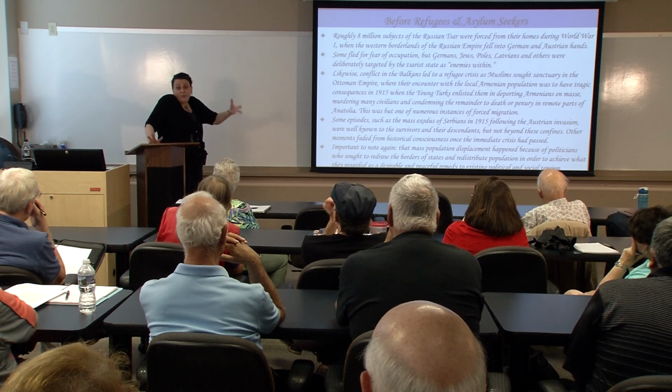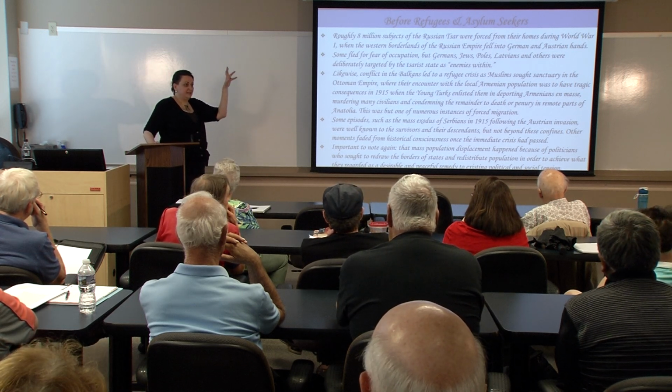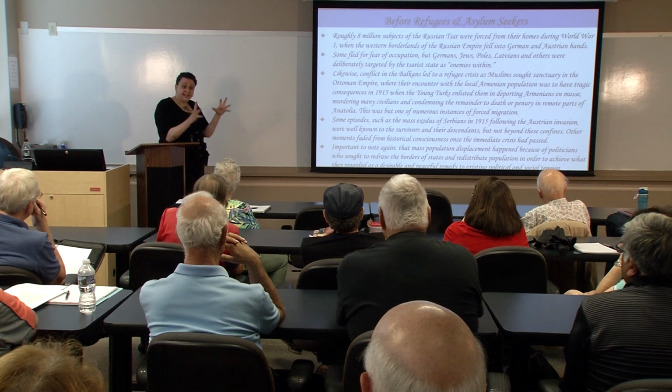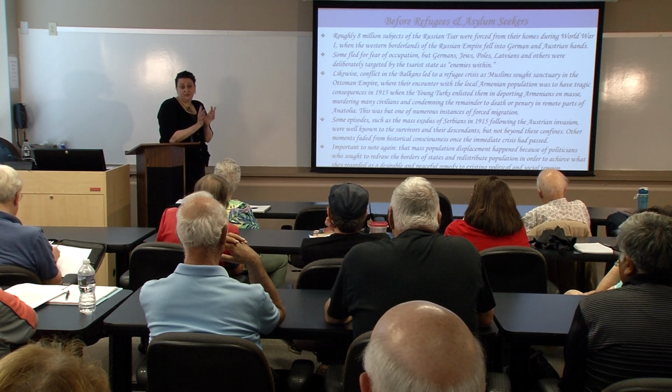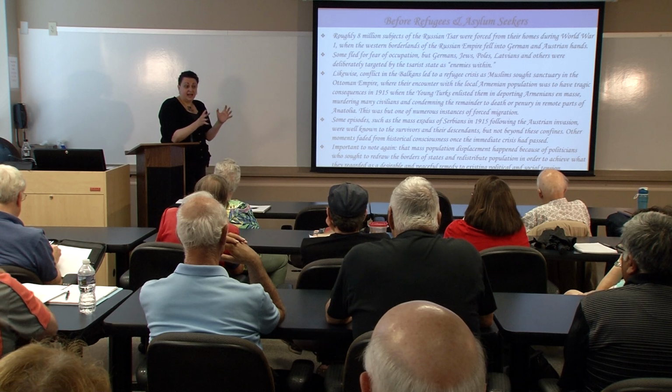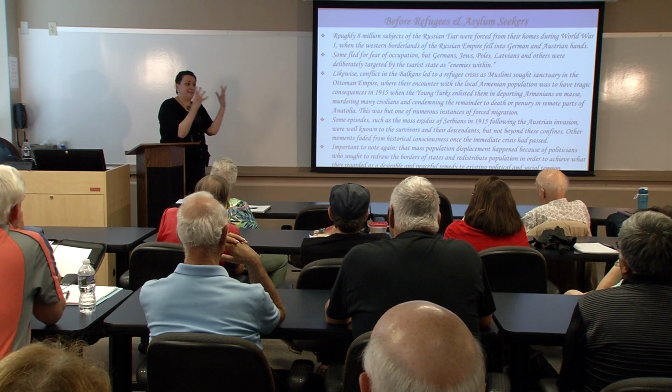And for us, the more important one is that change in the map in Europe, because it leaves these groups that identified as being one ethnicity or one nationality, but were caught in the boundaries of a different state, right? So roughly 8 million subjects of the Russian Tsar were forced from their home during World War I, when the western borderlands of the Russian Empire fell into German and Austrian hands. Some fled for fear of occupation, but Germans, Jews, Poles, Latvians, and others were deliberately targeted by the Tsar as enemies within.